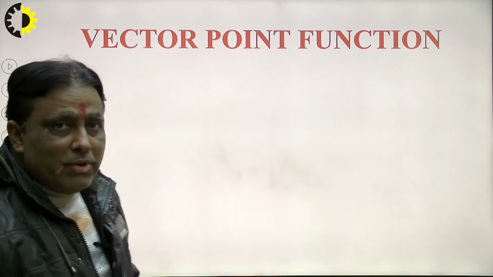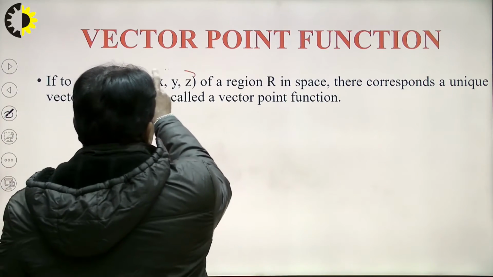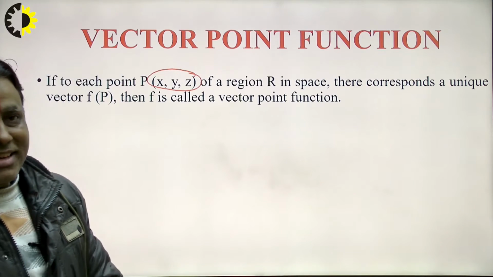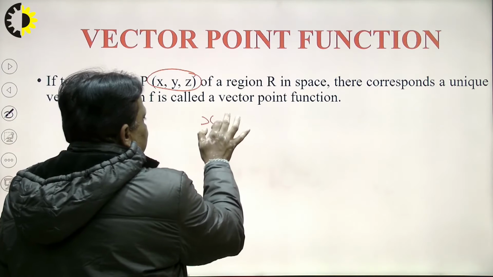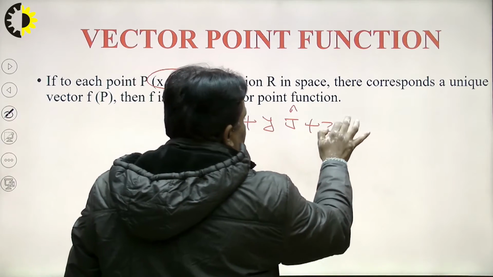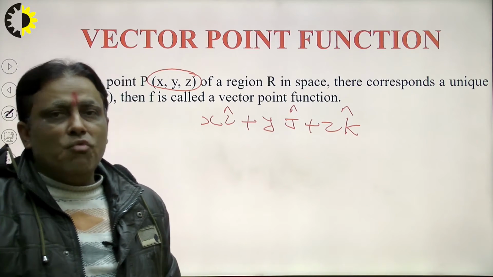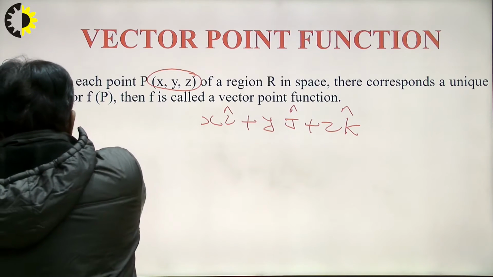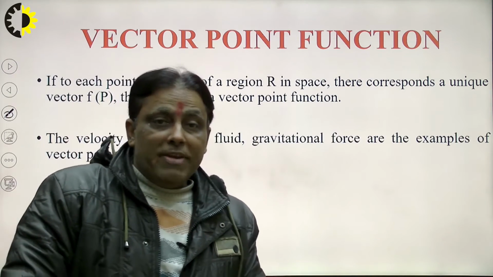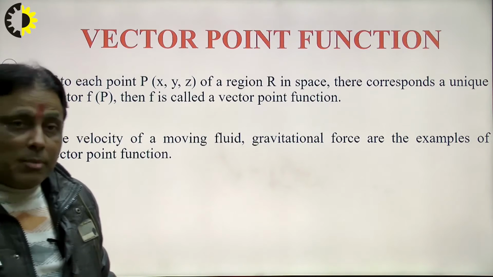In this way, what is a vector point function? To each point P I denote this by the vector xi plus yj plus zk. In the region R there corresponds a unique vector, that means xi cap plus yj cap plus zk cap. So we can explain the position of this point, and that is known as a vector point function. The velocity of a moving fluid, or the velocity of a moving particle in space, are examples of a vector point function.